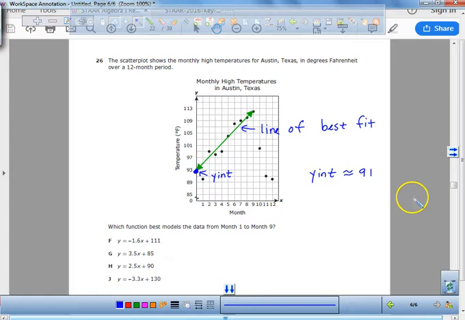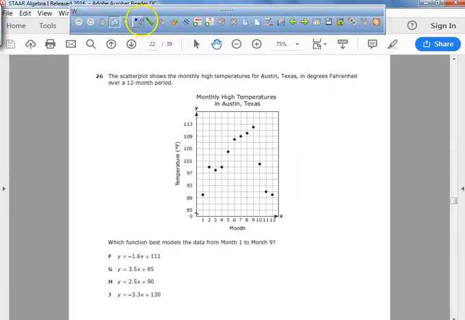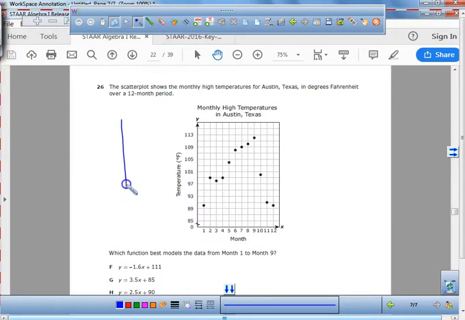Okay? All right? Now, up here, where's my y-intercept for each choice at? 111. That ain't it. 85, 90, 130. So it's going to be between what? G and H. Okay? So right now, I want you guys, we're going to make a quick little table. Ready? Make a table.